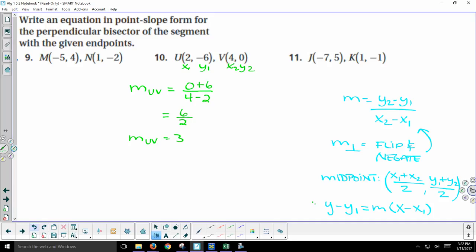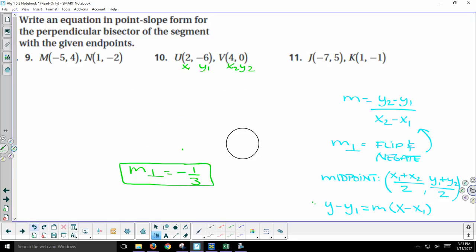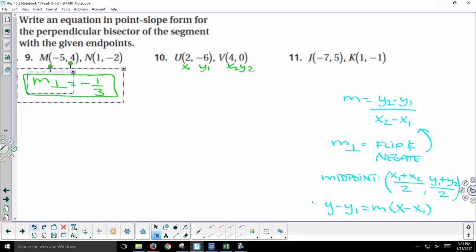But I'm not interested in the slope of UV. I'm interested in the slope that's perpendicular to that. So I'm going to take this, make it a fraction, flip that fraction and negate it. So my slope of the perpendicular is negative 1/3. All right, I'm going to hold on to this. I'm not quite ready for it, but I'm going to tuck it over there.